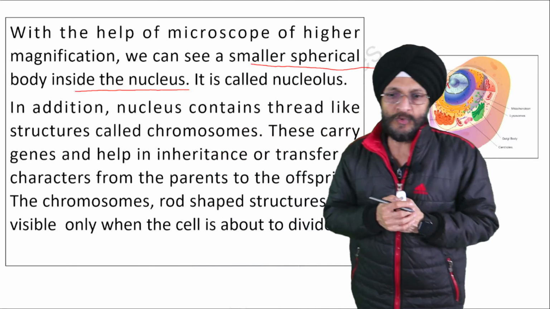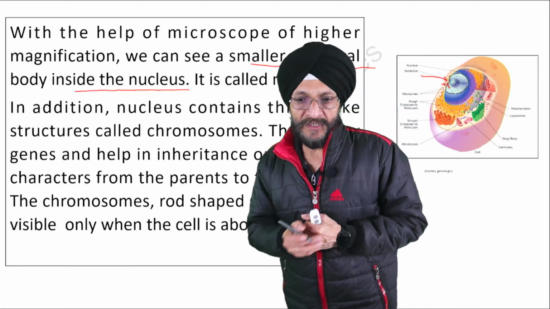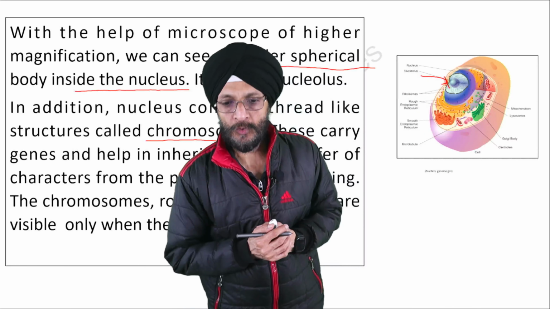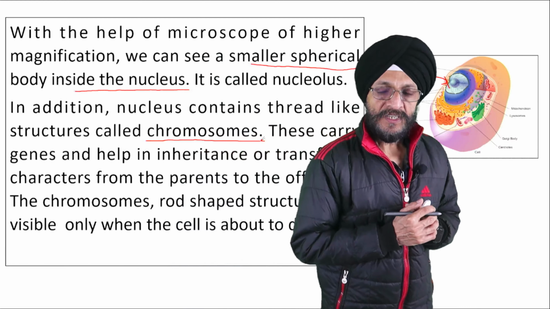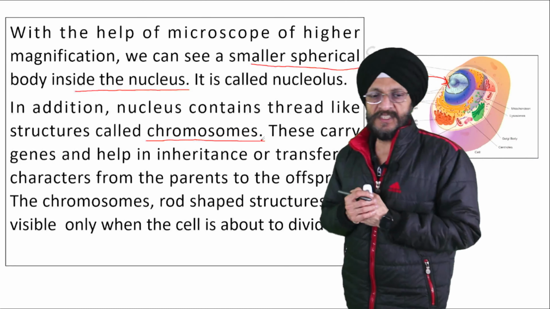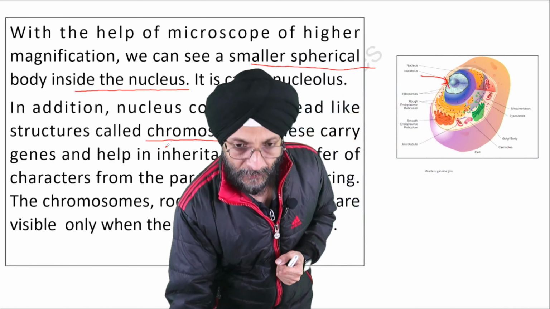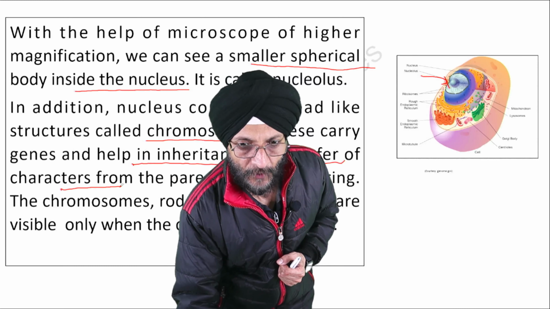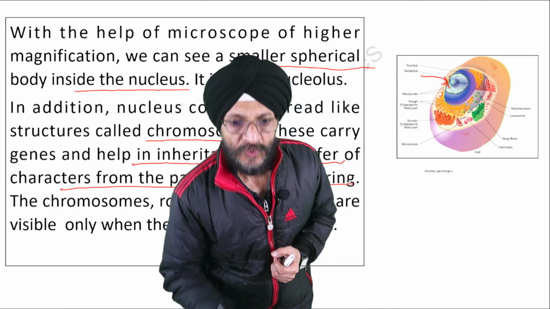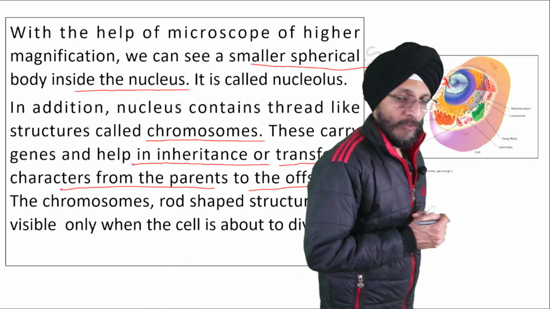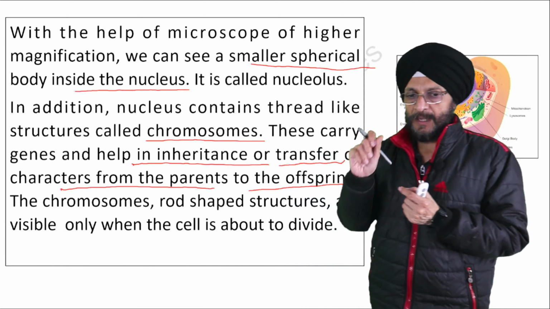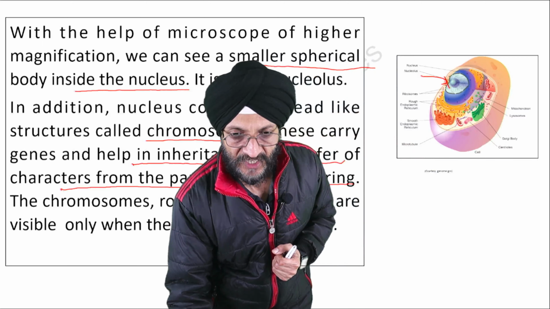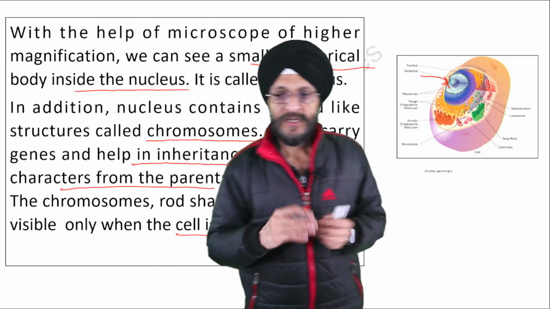In addition, the nucleus contains thread-like structures which are known as chromosomes. What is the purpose of chromosomes? These carry genes and help in inheritance or transfer of characters from parents to the offspring. The chromosomes are rod-shaped structures and are visible only when the cell is about to divide.